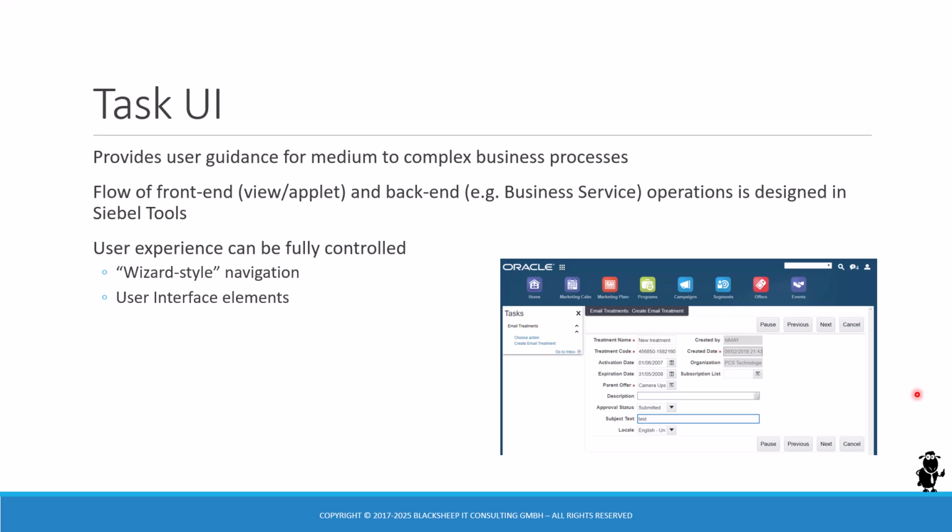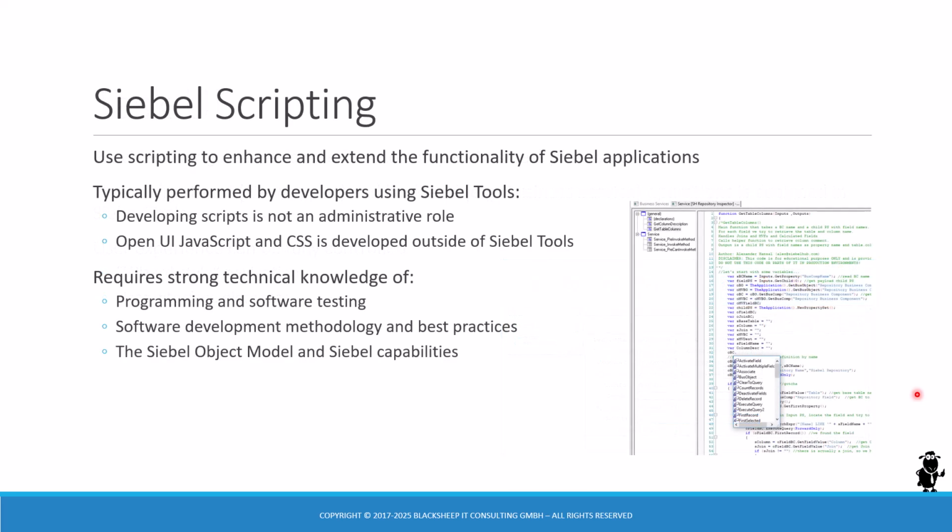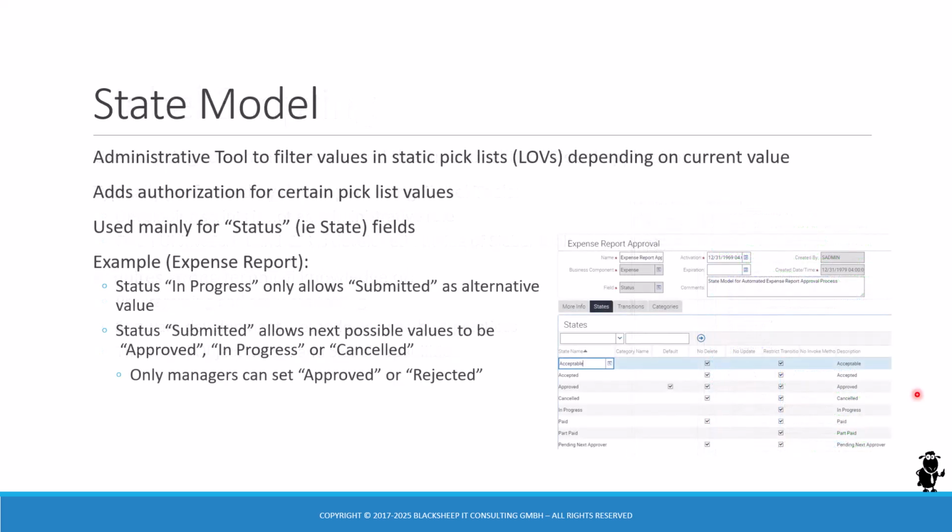The same is true for Task UI, which orchestrates not only the back-end business services, but also the front end, the view and applet navigation. So users have that wizard style navigation and you have full control over the user interface of the process you're automating. And of course, we have to talk about scripting. Scripting is necessary, but it's not the ultimate goal of this course to teach you scripting. We have a separate Siebel scripting course if you're interested.